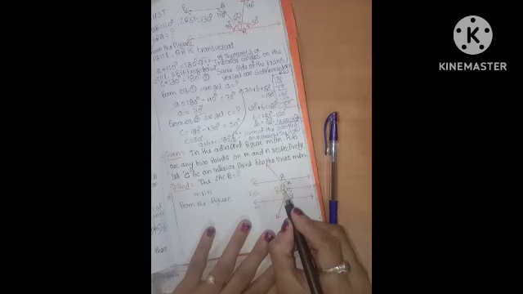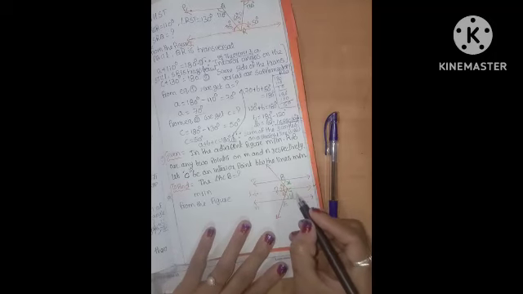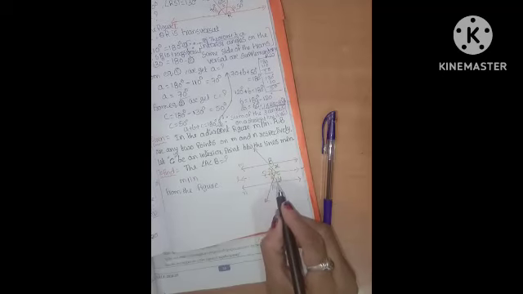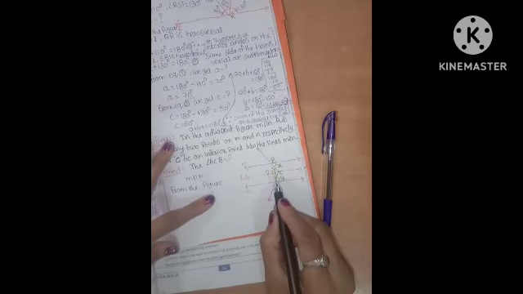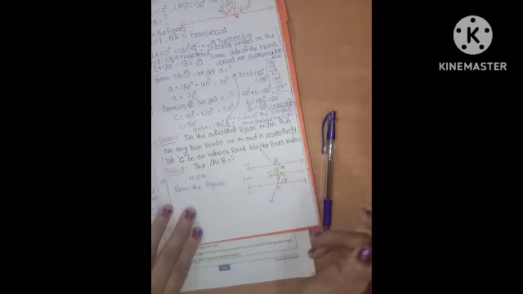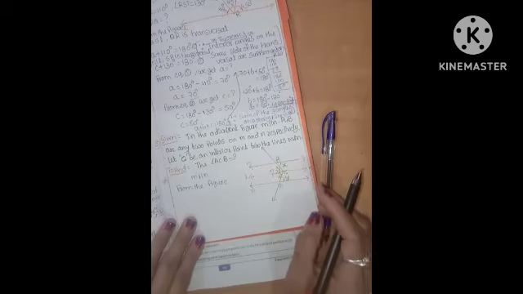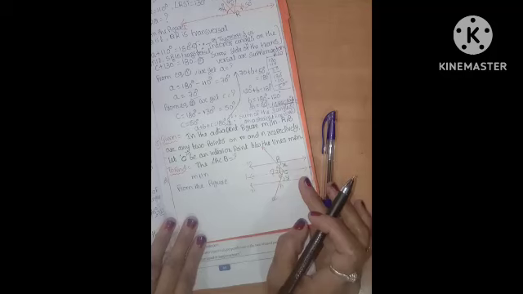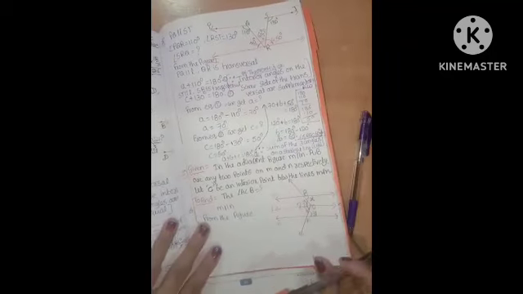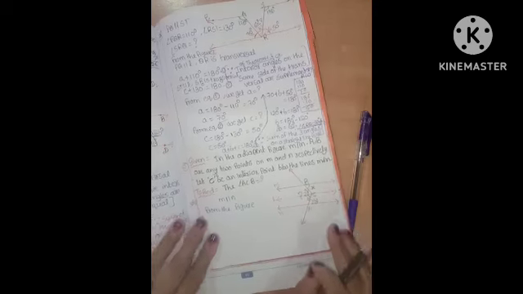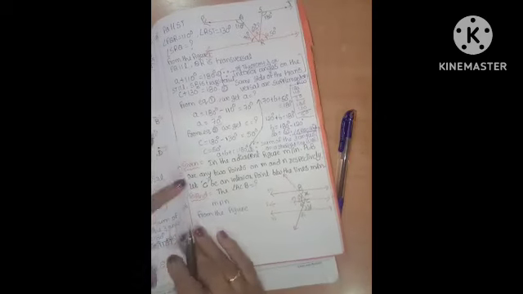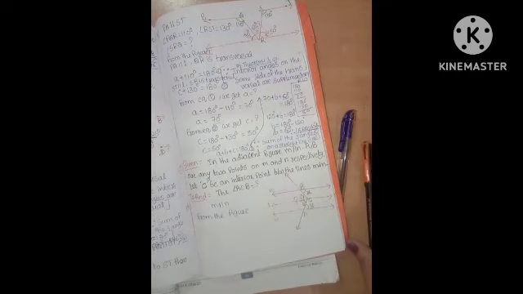Next, these two are alternate angles and they are equal. B is equal to Y. X equals A and B equals Y. Why are they equal? These two are alternate interior angles. Alternate interior angles are equal. We know that property.